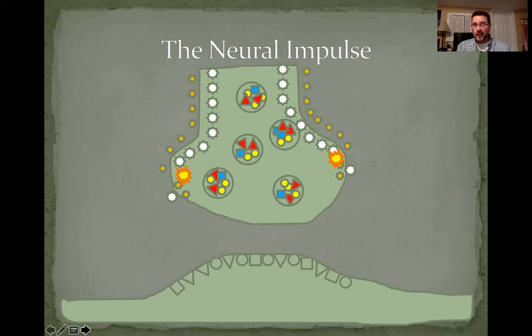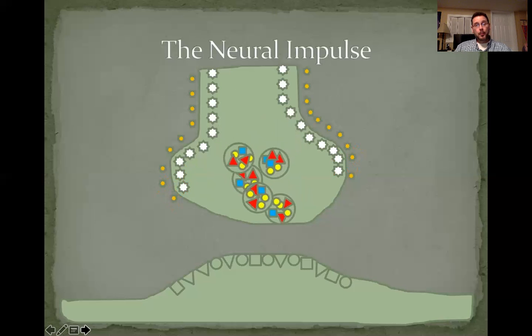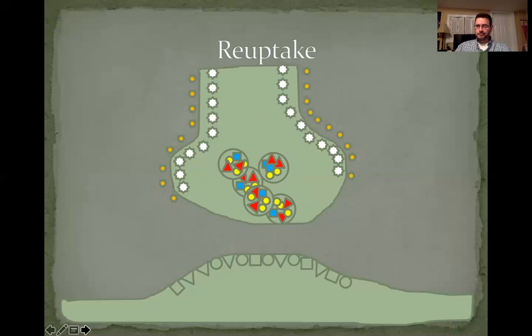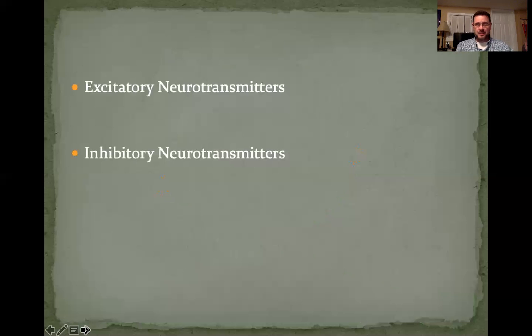One more time. Ready? Bizonk. And plink, plink, plink. Stupid. But if it helps you learn how neurons work, I'm all about it. Okay? That's reuptake, the last step of the process. Okay. I'm going to stop there for now. That was a lot.